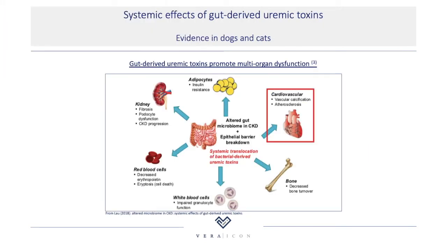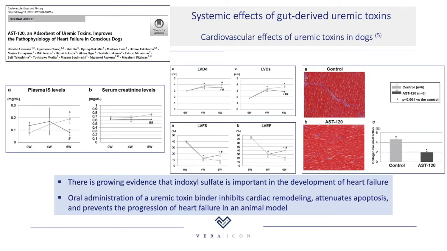Now, we said about cardiovascular disease that there are numerous studies that have been published, they're out there, on the effect of indoxyl sulfate and uremic toxins on the heart, the cardiovascular system. Do we have data in veterinary medicine? Well, actually we do. There's again a recent study. All of these studies are quite recent, but there's this study where they looked at indoxyl sulfate levels in dogs with experimentally induced heart failure.